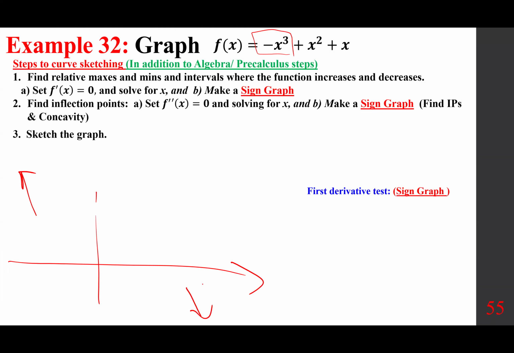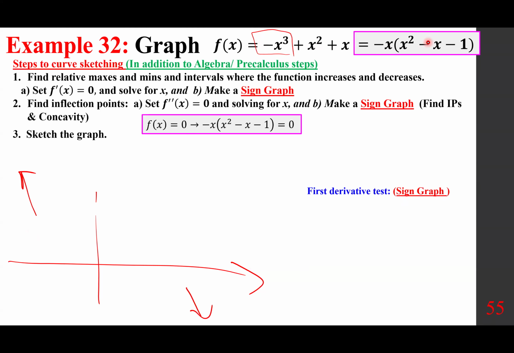To find the intercepts, I'm going to factor the negative x out. If I take the negative x out, I get x squared minus x minus 1. The reason I take a negative x out is because I want to see if I can factor this. I can't. So minus x times x squared minus x minus 1 equal to 0. So I'm going to use the quadratic formula, okay, to come up with the answer.